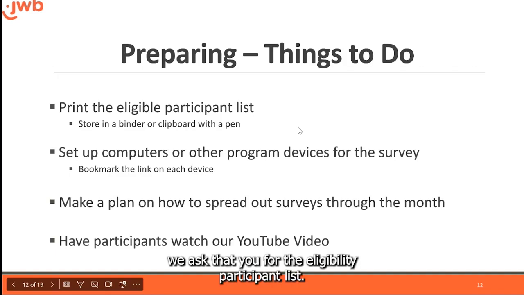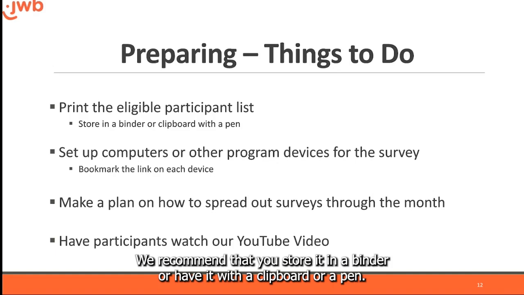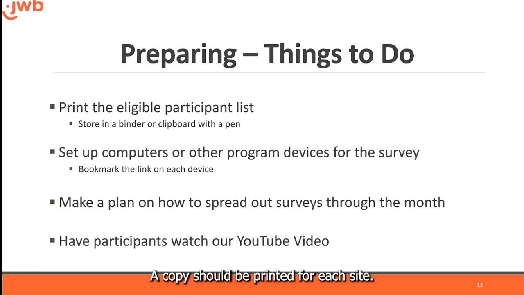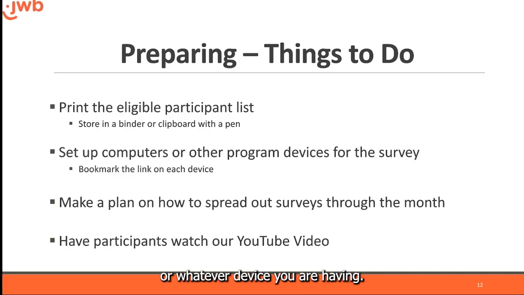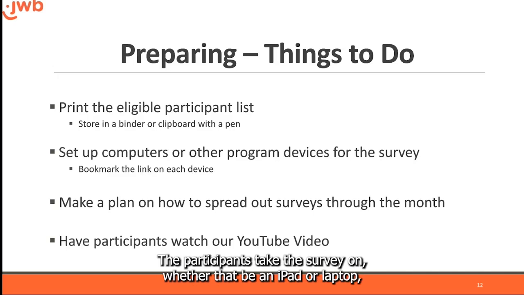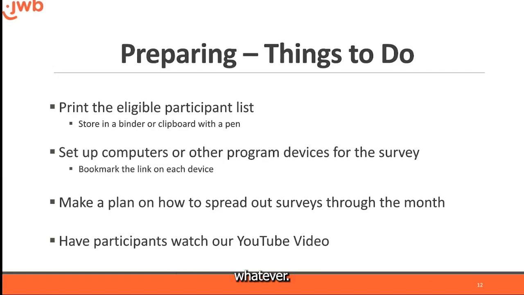And then we ask that you print the eligible participant list. We recommend that you store it in a binder or have it with a clipboard and a pen. A copy should be printed for each site. We also recommend that you set up your computers or whatever device you are having the participants take the survey on, whether that be an iPad or laptop. It's also helpful to bookmark the link on each device, so it's easy to get to the survey.